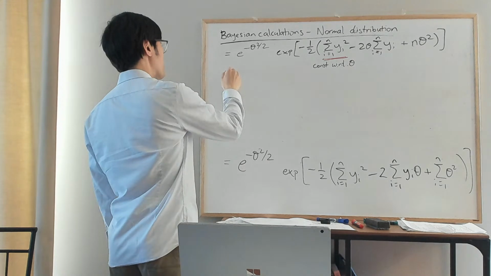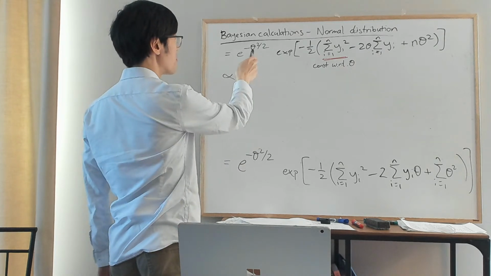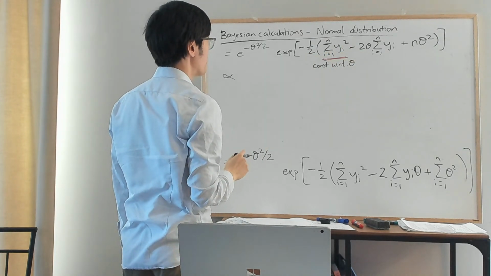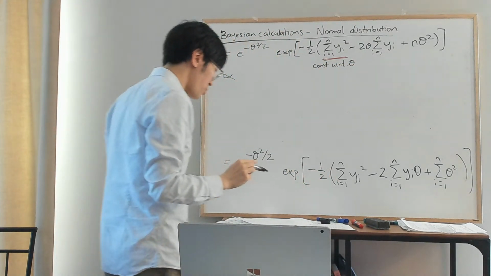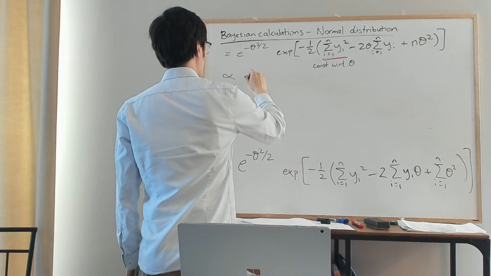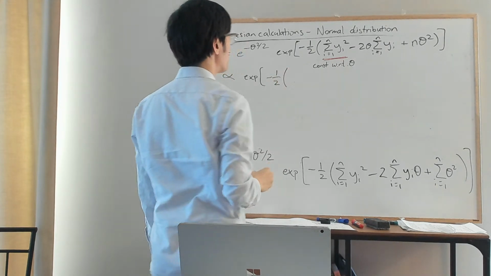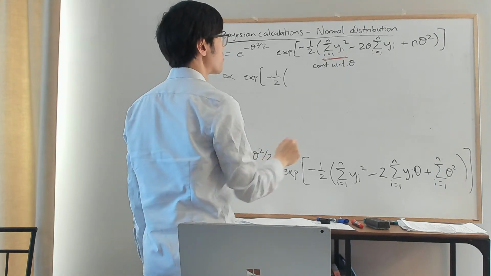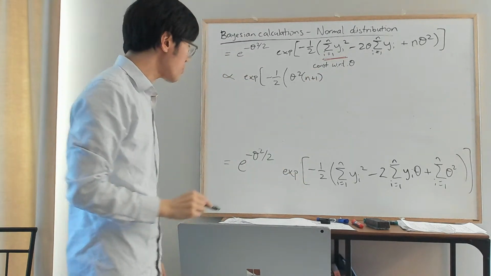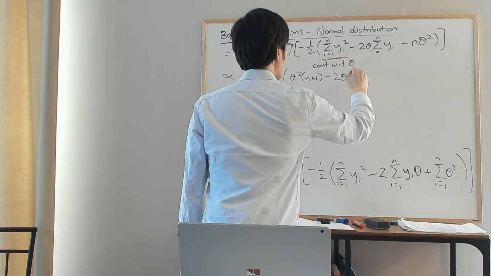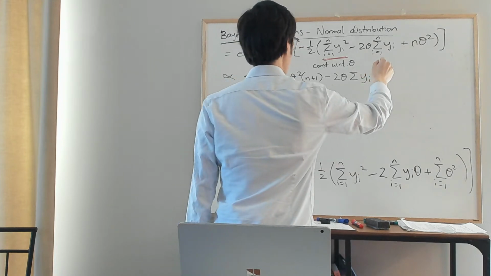So I'm going to write another proportion sign because I'm going to throw away that piece too. The remaining pieces have theta in them. You see there's a theta squared now in both of these, so I can combine those. So this is minus a half, and what's left in here is theta squared, n plus 1 of them, and then I have minus 2 theta sum of yi. It's clear that the summation is 1 to n, so I won't rewrite that. That's what we have.